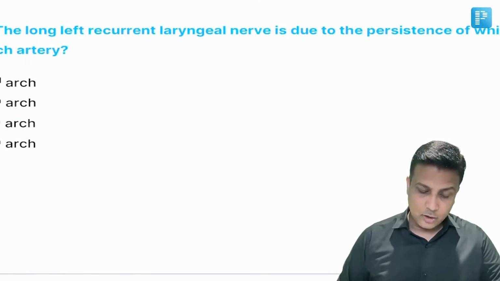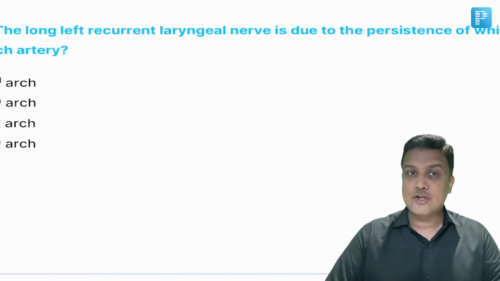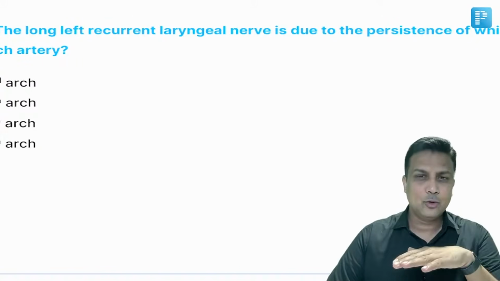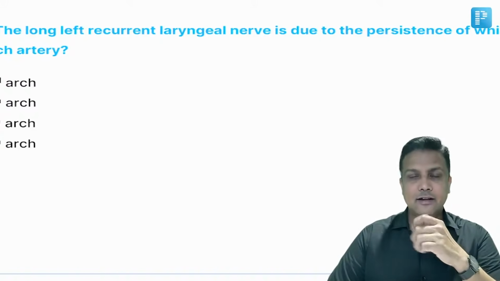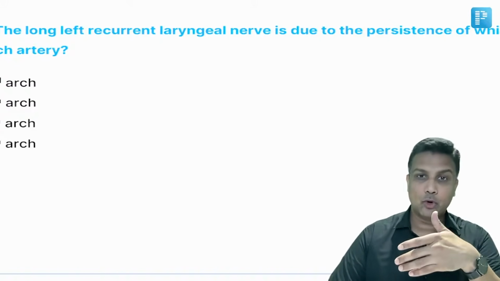Next one. The long left recurrent laryngeal nerve is due to the persistence of which arch artery? Now please look at this question very carefully. We very well know right from the first year MBBS days that out of the right and the left recurrent laryngeal nerve, the left one is longer.